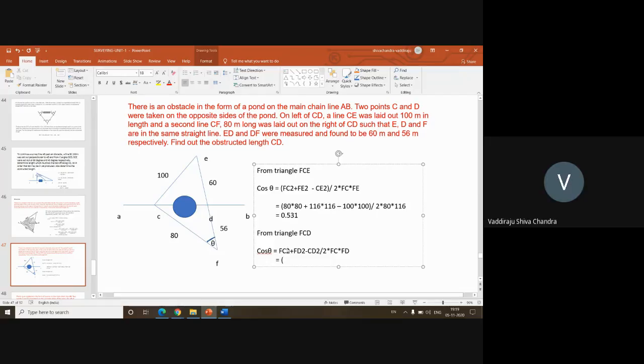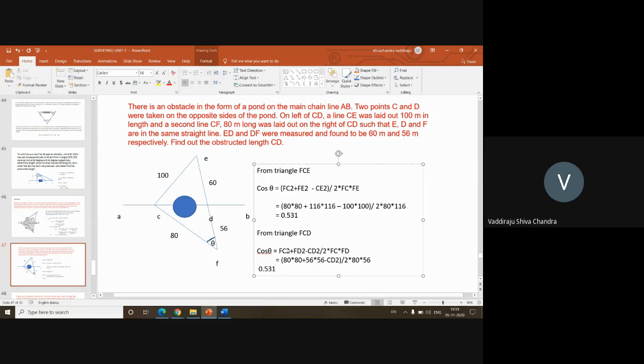Substitute the values. What is the FC value? 80 multiplied by 80. What is the FD value? 56 multiplied by 56 minus CD square. CD is unknown, right? Okay. Divided by 2 times FC, 80 multiplied by 56. So tell me what is the cos theta value?